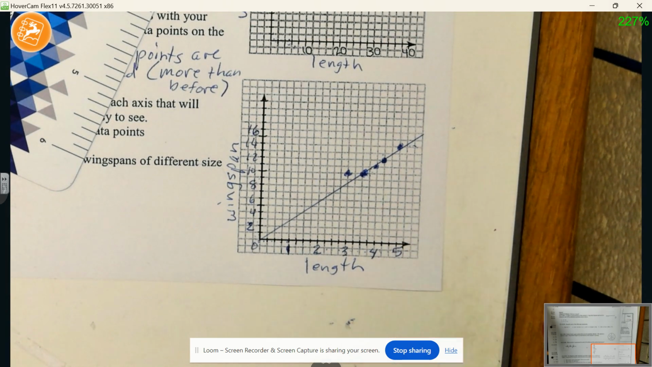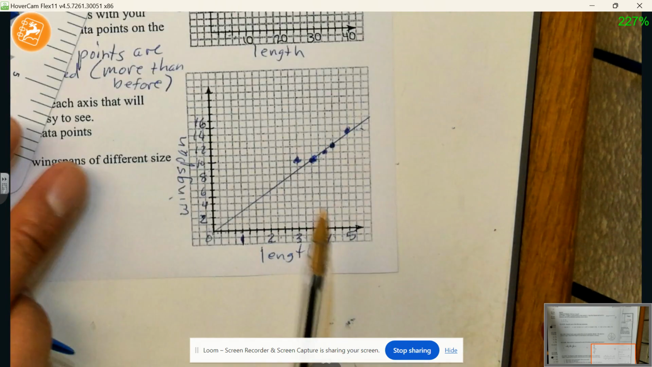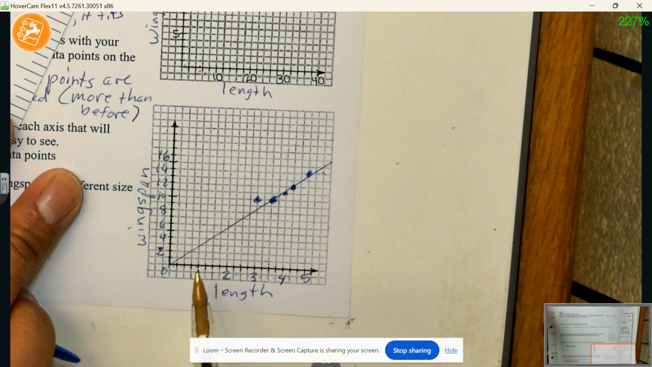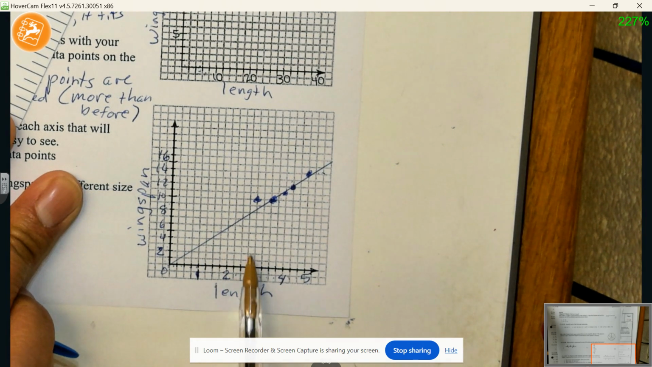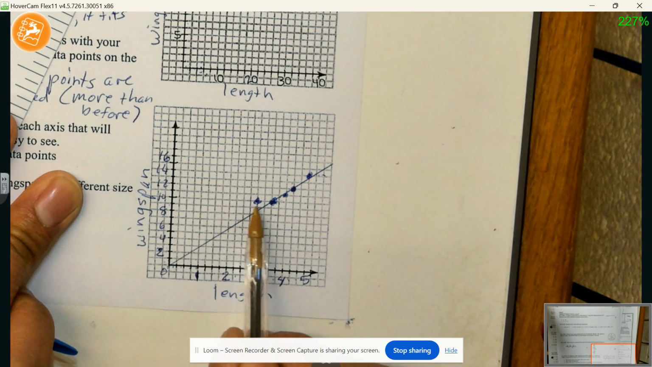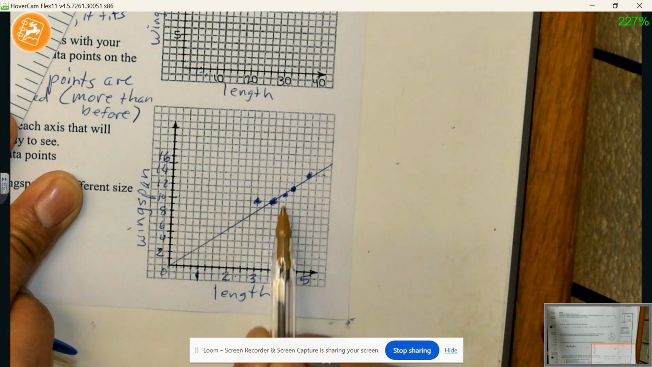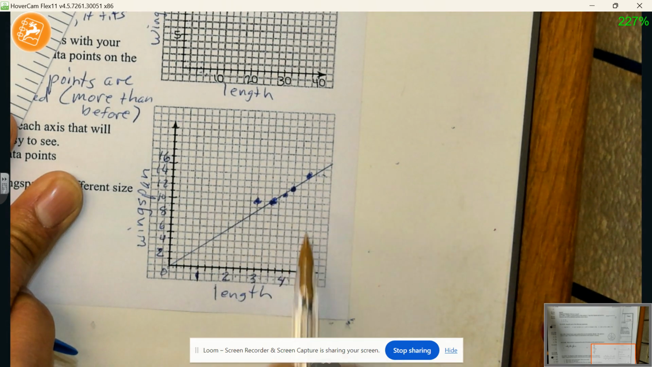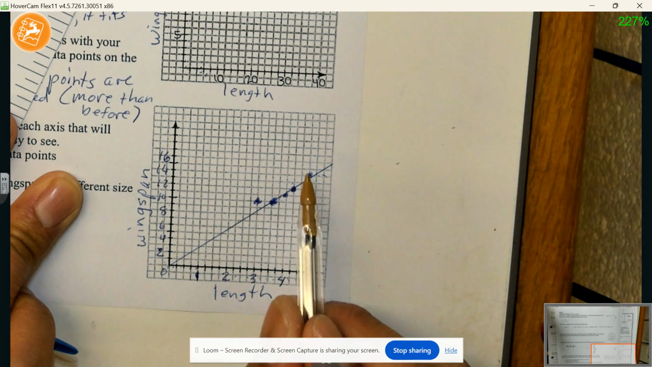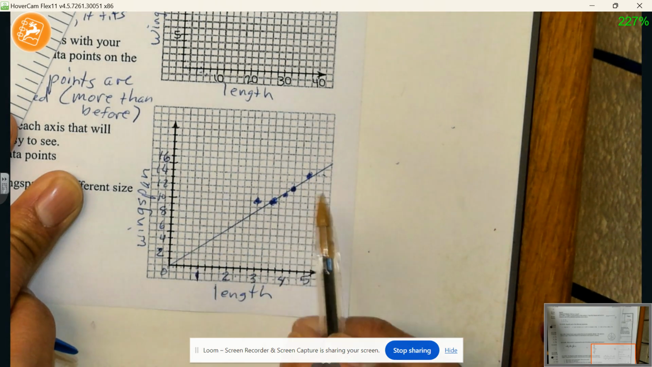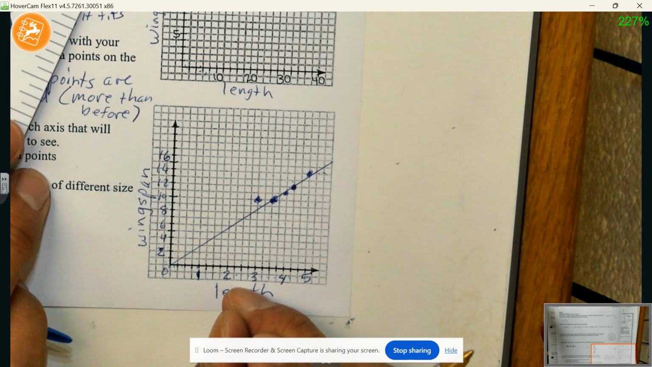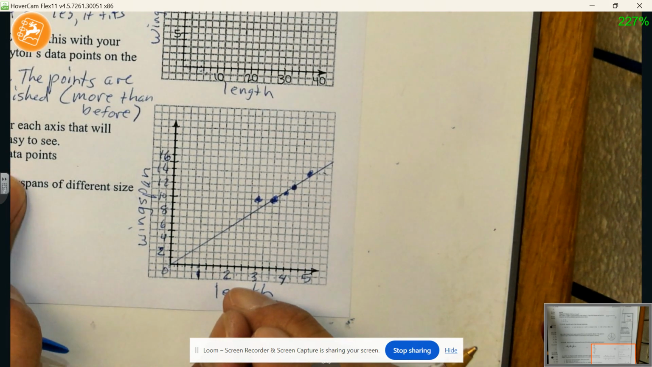So if we were to predict something, okay, so here's how we can use those points to predict. If I have a bat that's a length of 3, it's going to be close to that line. Okay, it's at 10, but it's kind of close to the line. If a bat is 3.5, it's on the line for 10. If it's 4, it's on the line for 12. See, we can use that line to predict what the wingspan is going to be because they all align with our line of best fit. So here's how we can use it to predict.